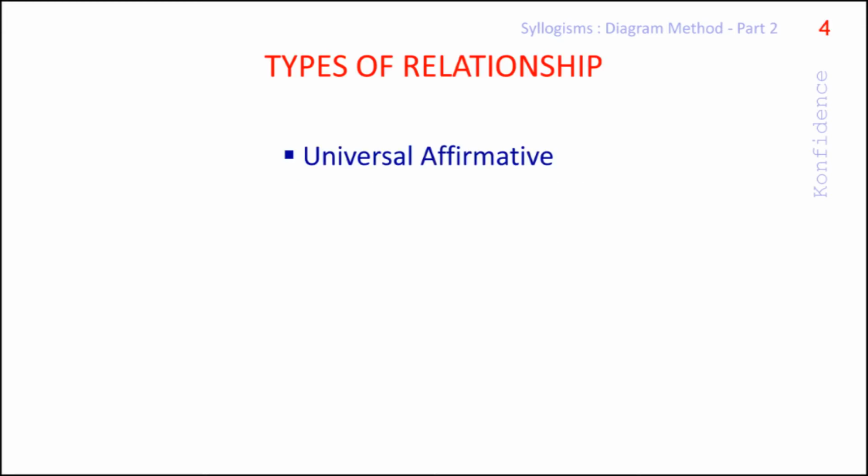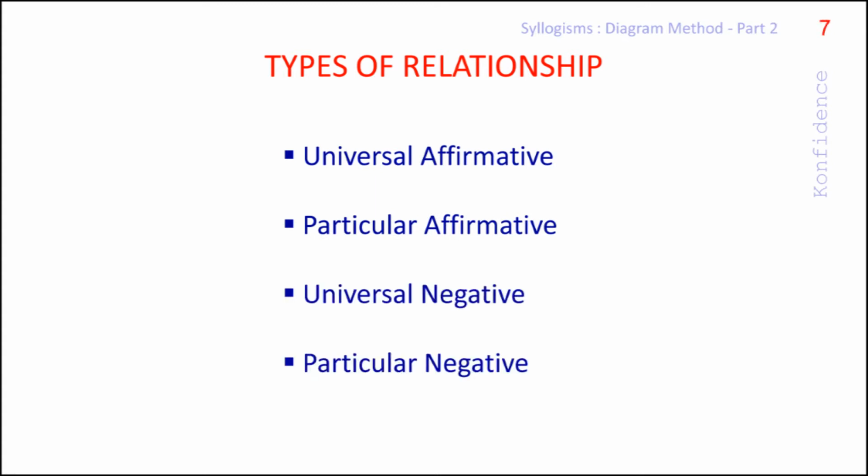As we had learned earlier, there are 4 standard types of relationships between two categories. They are universal affirmative, particular affirmative, universal negative, and particular negative, which in turn give rise to 8 standard relationships when you interchange the position of the two sets involved. Let us take a relook at the diagrammatic representations of the standard relationships.